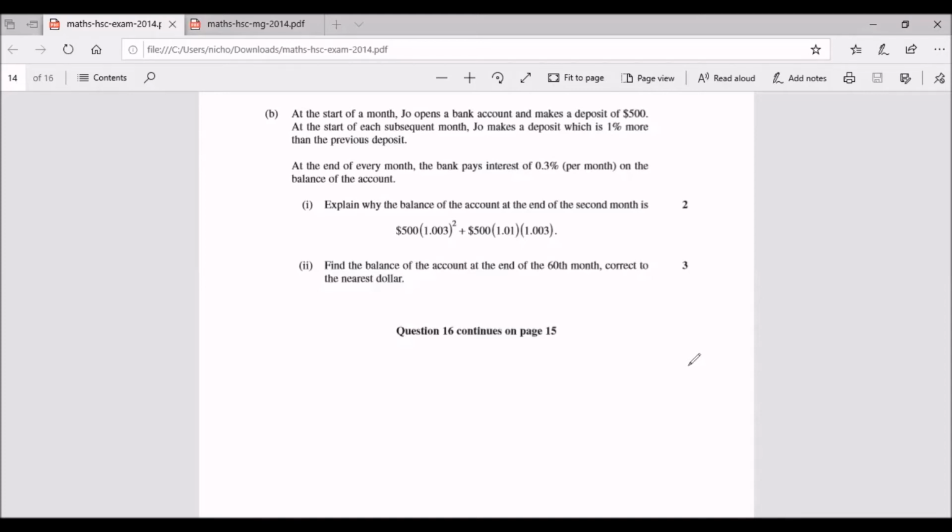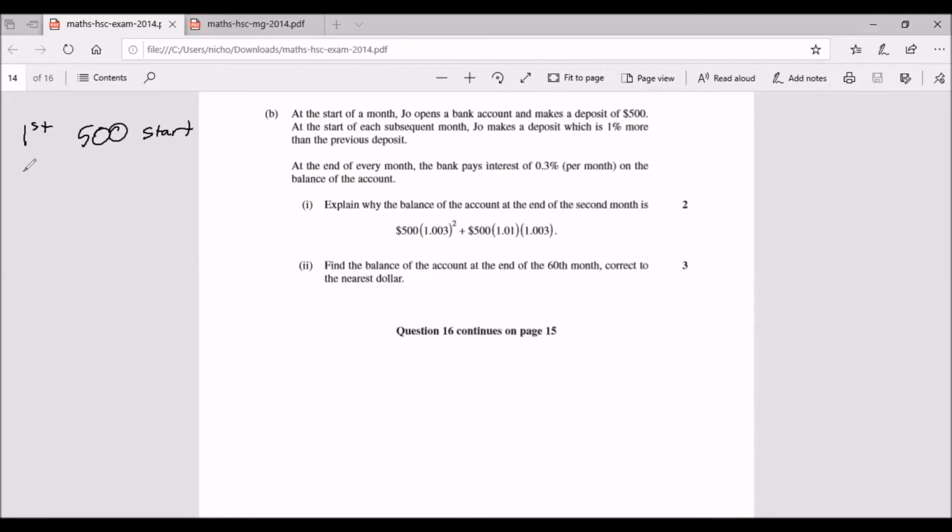With this one, you keep the money and then you add a new deposit in each time. And each time you add a new deposit, at the end of that month you're getting interest on it. So let's look at the first month. At the start, we've got $500, right? So I'll just put first start.